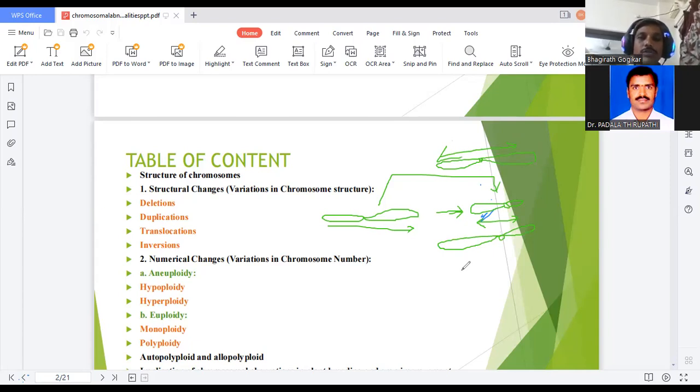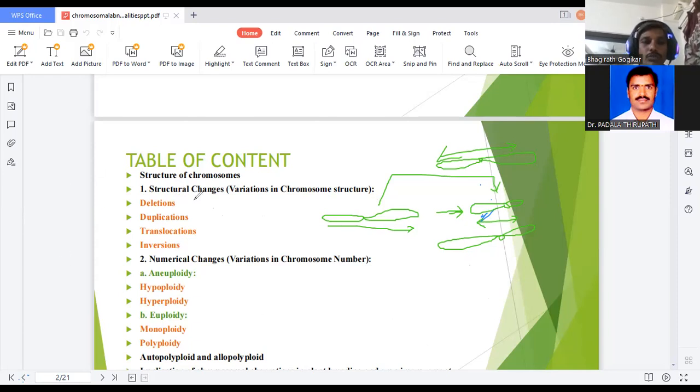So the structural changes in the chromosomes are associated with whether the total number of genes is changed, or whether the genes present on the chromosome are rearranged. These two kinds of changes are seen in the chromosomes at the time of cell division. The structural changes are divided into 4 types. The first one is deletion, the second is duplication, the third is translocation, and the fourth is inversion. These chromosomal aberrations are broadly classified into 4 types.